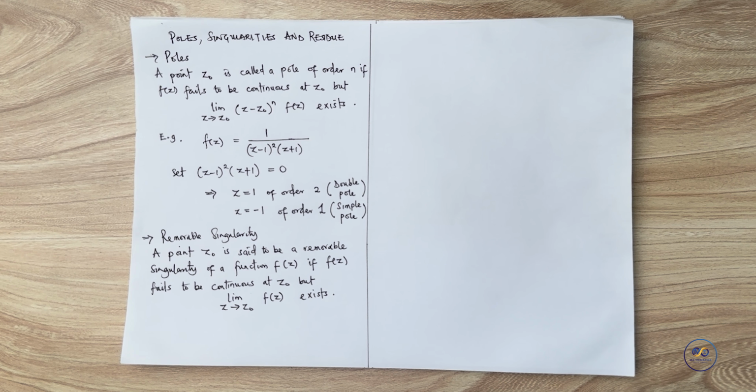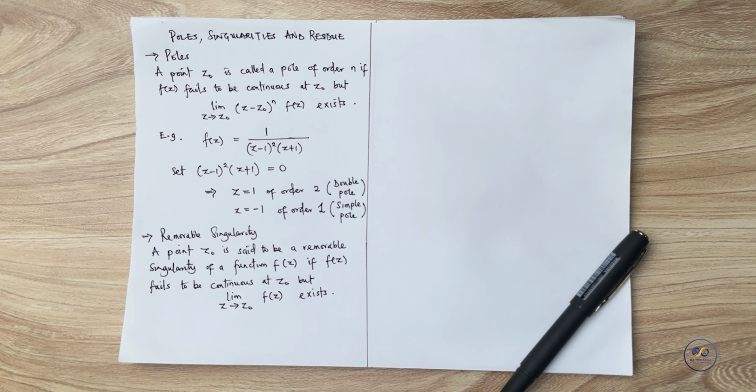So, a removable singularity. We say this is a point z naught such that f of z fails to be continuous at z naught, which means if you were to evaluate exactly at z naught, the function will fail to be continuous, right? Which means the value of the function will be undefined. However, when you take the limit of the function as it tends to that removable singularity, the limit exists.